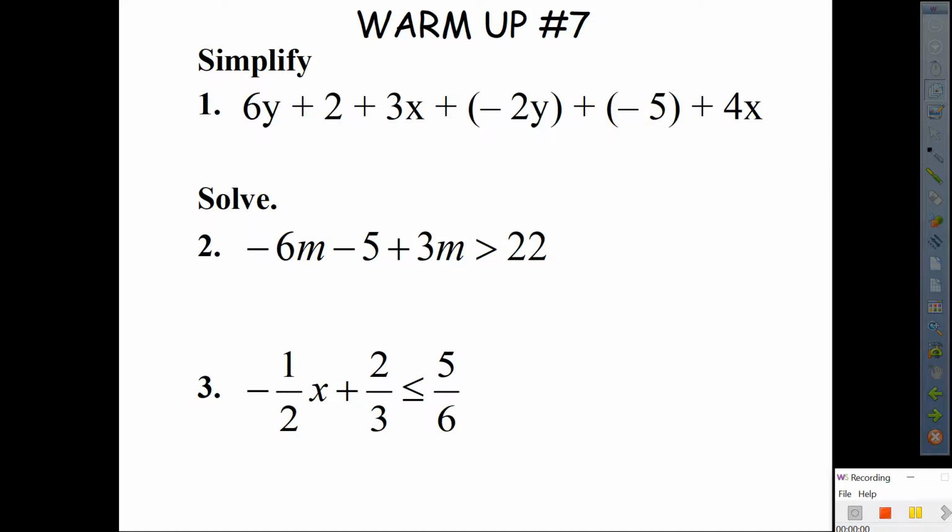All right. Warm-up number 7's on the screen. Number 1, read, simplify 6y plus 2 plus 3x plus negative 2y plus negative 5 plus 4x. Number 2, read, solve. Negative 6m minus 5 plus 3m greater than 22. And number 3 is also solve. Negative 1/2 x plus 2/3 less than or equal to 5/6. Copy that and solve those. It shouldn't take you more than 5 minutes, all right? Let's do this.